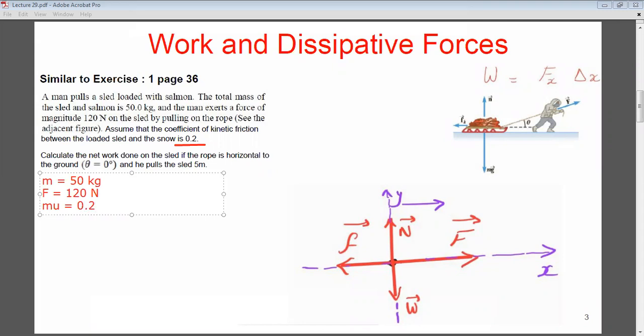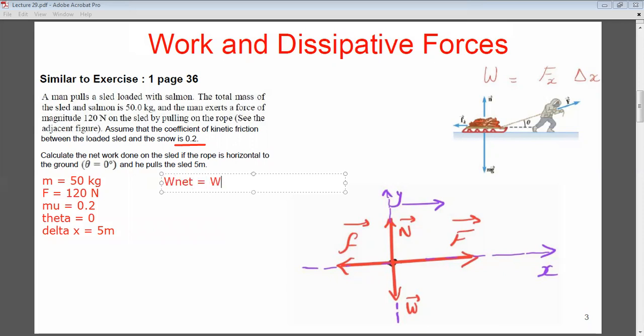Calculate the net work done on the sled if the rope is horizontal to the ground, that is, if theta is equal to 0, and he pulls a distance of, so delta x is equal to 5 meters. Okay, so this is the sled, and these are the new forces acting on it. So there is the F, there is the normal, there is the friction, and there is the weight. So it's asking for W net.